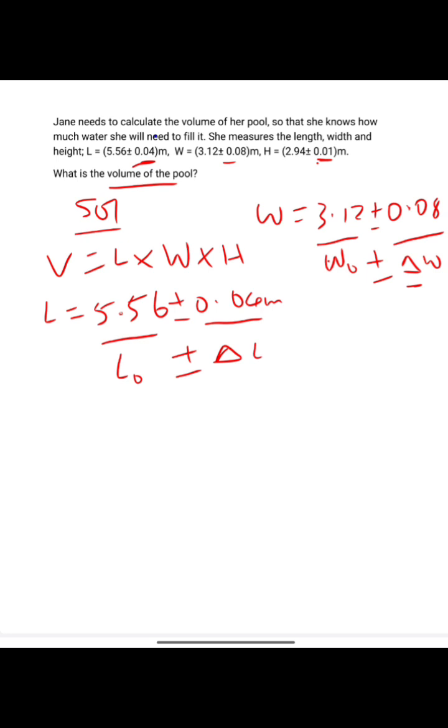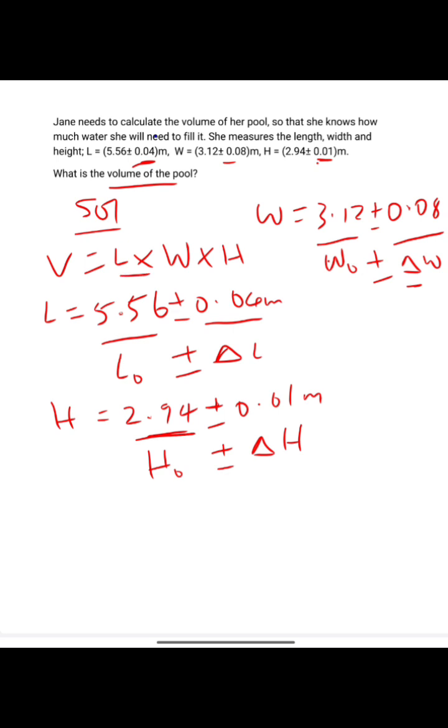Now if we come to the height, the same thing happens. The height in this measurement is 2.94 plus or minus 0.01 meters. What does that mean? This part was the value gotten from the measurement, so this is h sub 0, then plus or minus, the uncertainty in the height. I'm sure you are with me, and you have taken note of this.